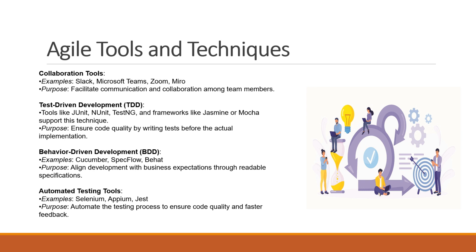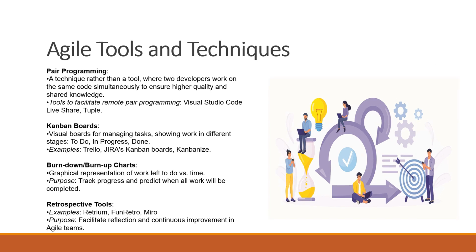Automated testing tools. Examples include Selenium, Appium, Jest. The purpose is to automate the testing process to ensure code quality and faster feedback. Pair programming, a technique rather than a tool, where two developers work on the same code simultaneously to ensure higher quality and shared knowledge. Tools to facilitate remote programming. Examples include Visual Studio Code, Live Share, Tuple, and others.